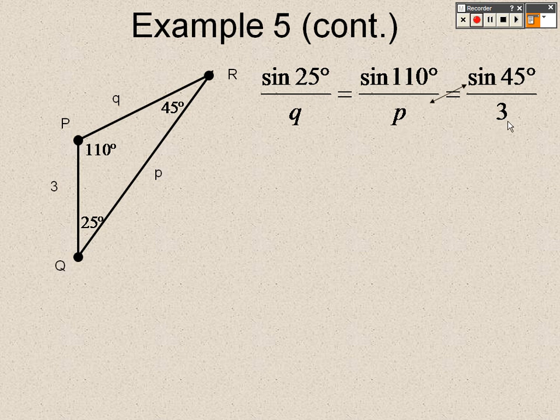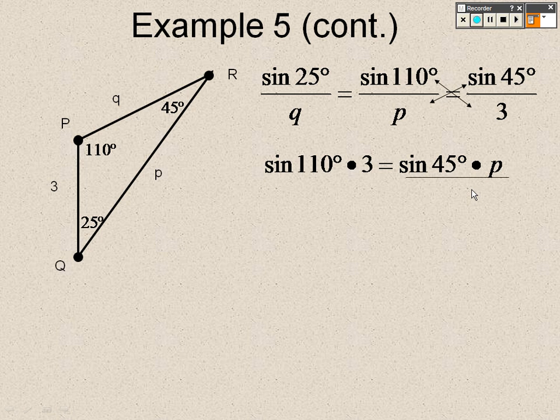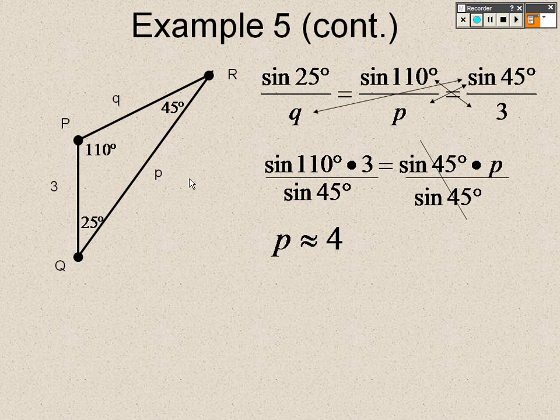So I can cross multiply here. So that's sine of 110 times 3 equals sine of 45 times P. So to get P all by itself, I divide both sides by sine of 45 degrees. So I get about 4. So I know that P is about 4.